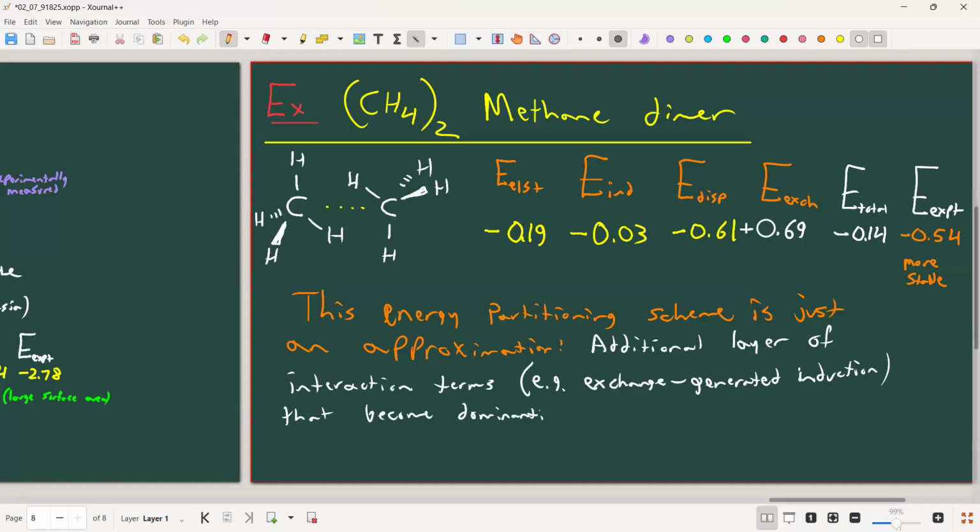Those terms might only be 0.005. They might be on this order, right? But there's a lot more of them. Imagine that the next level of approximation is you take combinations of all of these. So what's the induction you get from the electrostatic response? What's the induction you get from dispersion? What's the exchange you get from induction? Right, so you have all these different combinations. We have four of them, so there would be 12 combinations. There'll be an additional 12 terms at the next approximation, and those are going to accumulate that extra 0.4 kcal.